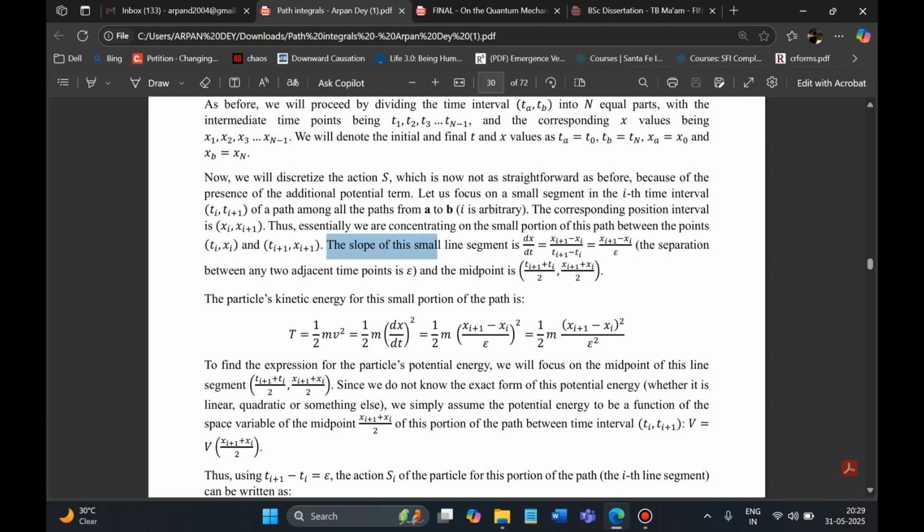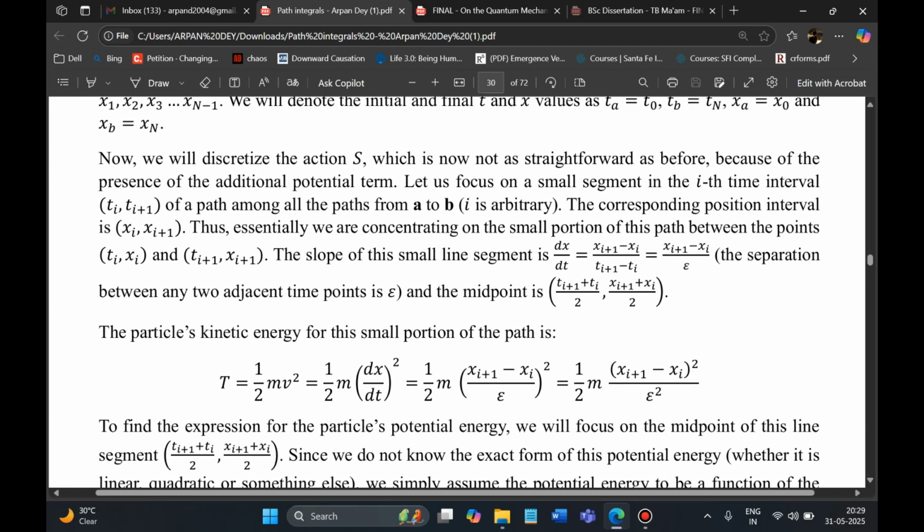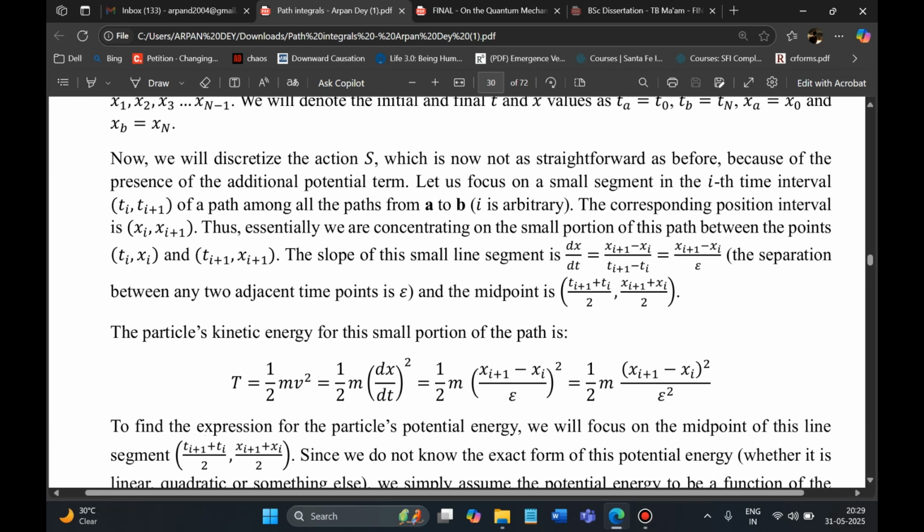So the slope of the line segment is clearly dx over dt, that is the difference in the x values, xi plus 1 minus xi over ti plus 1 minus ti, right? And this is epsilon, the time interval. So this will be xi plus 1 minus xi over epsilon. This will be the dx dt, the slope of the line segment. And the midpoint will be ti plus 1 plus ti over 2, comma xi plus 1 plus xi over 2, the midpoint of this line segment.